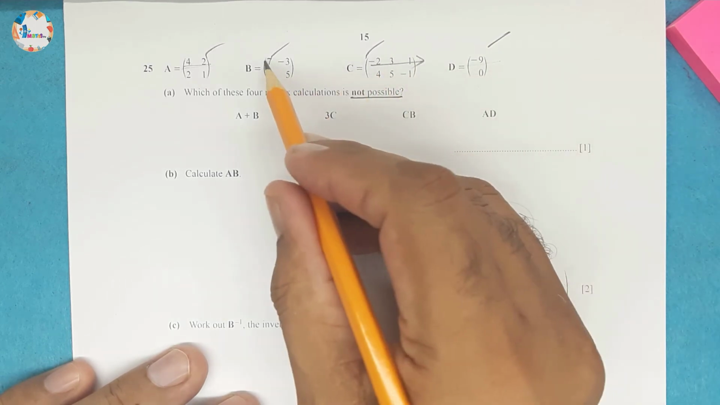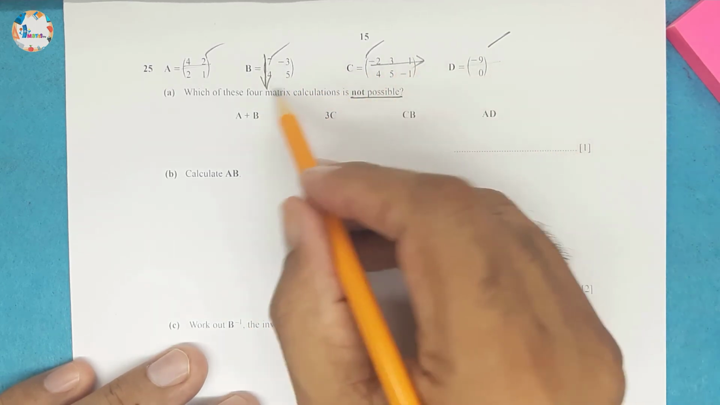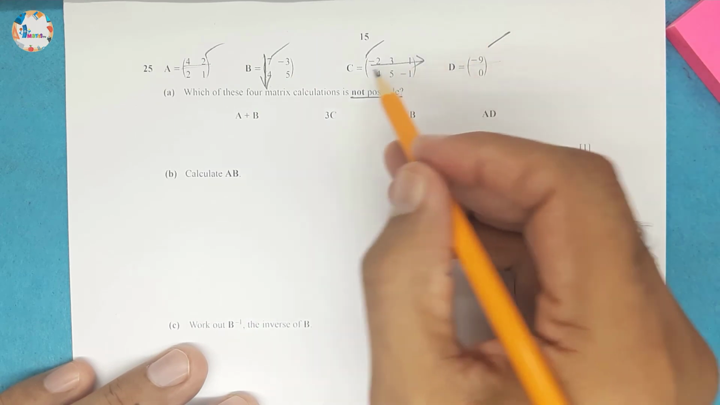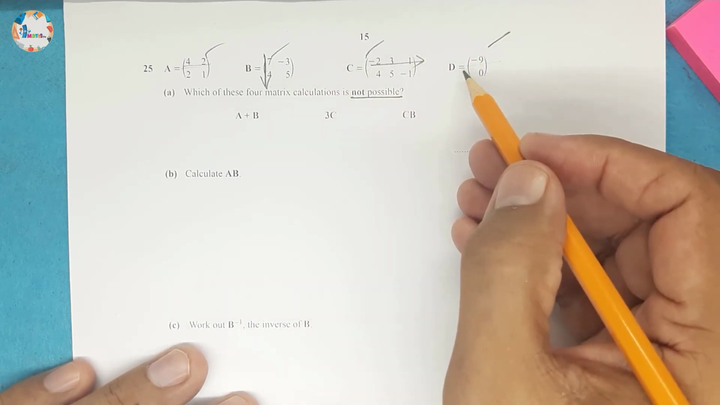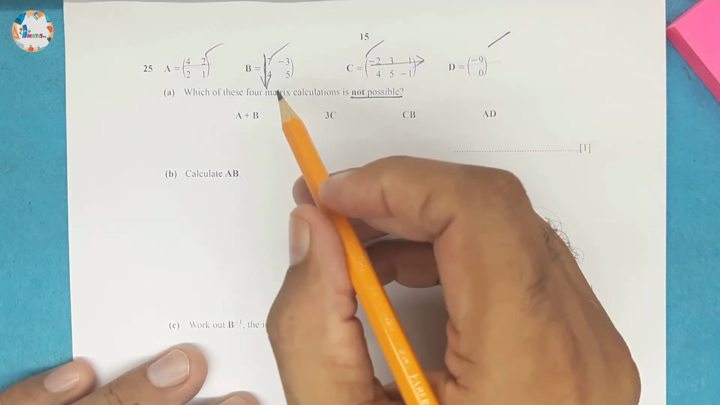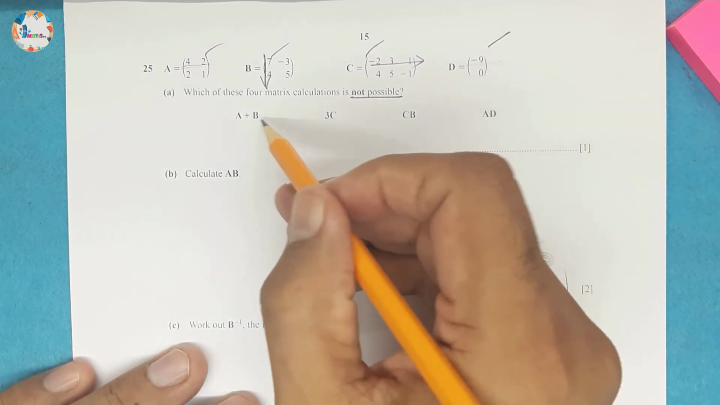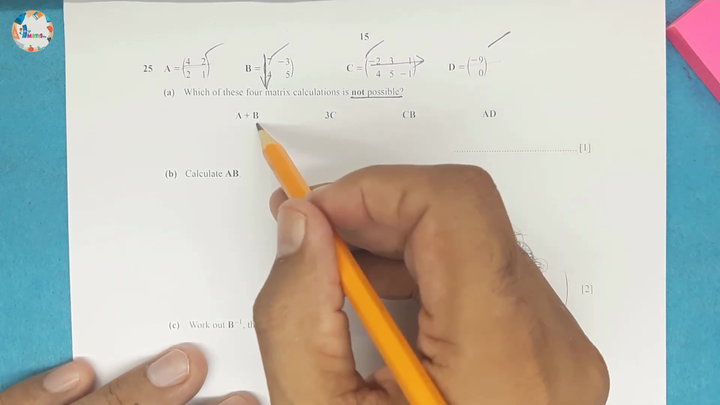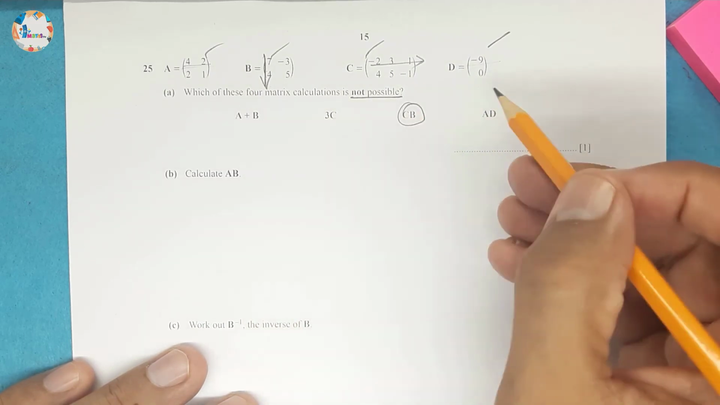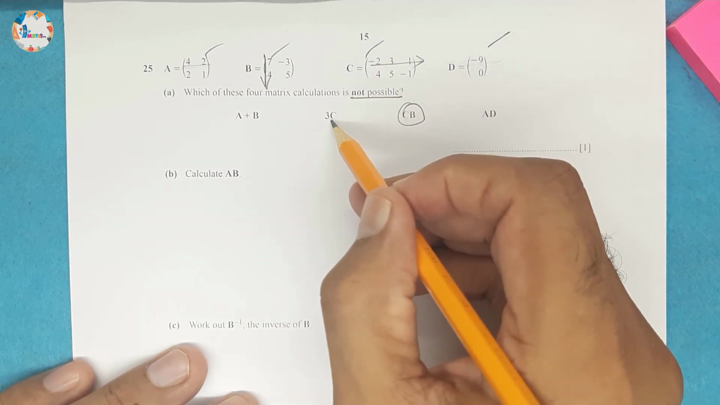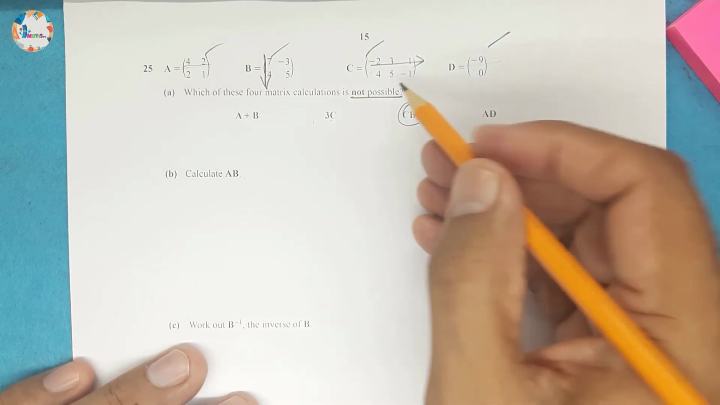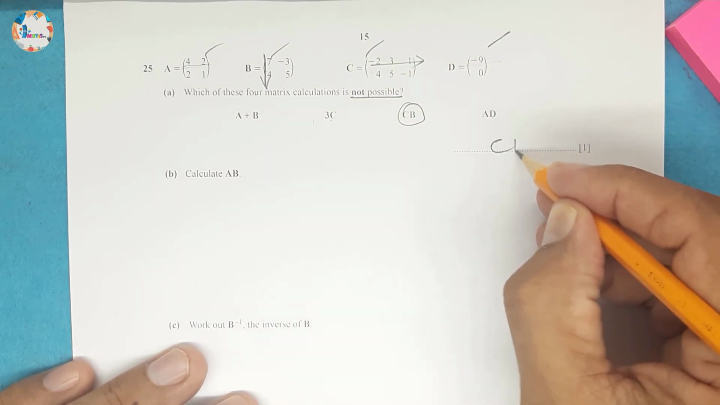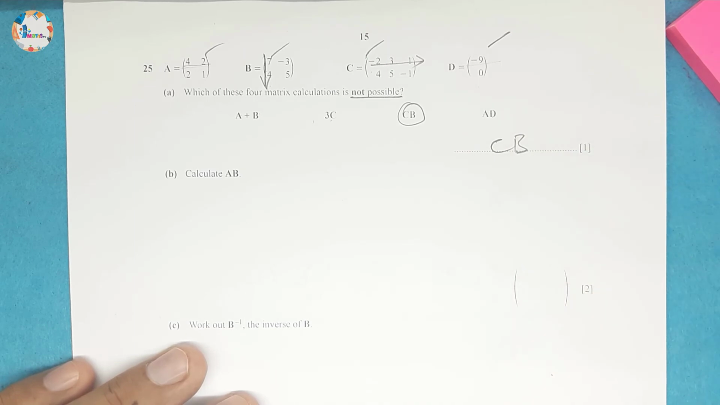Basically, if we check C and B, C and B is also not possible. This will be a row and this will be a column. So CB is also not possible. C and D is also not possible. So you can give any of these options, but CD is not there. We have to choose from these four. So CB is not possible. 3C is possible. A plus B is possible. AD is possible. But CB is not. So we'll write here CB.